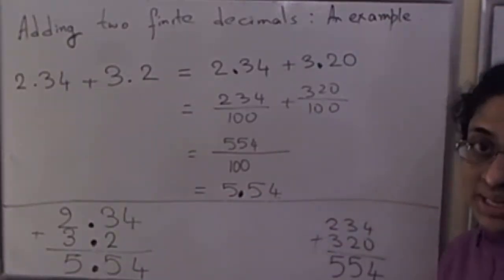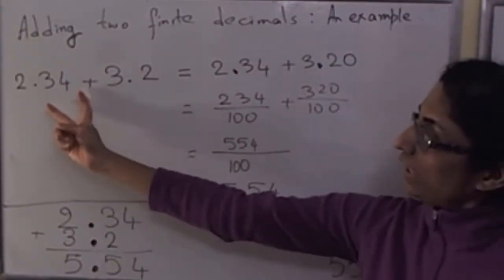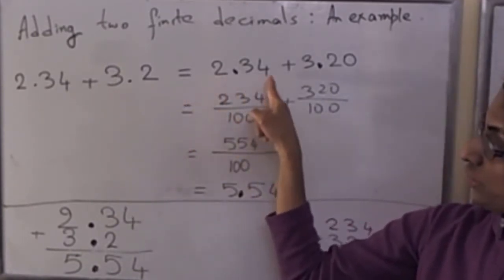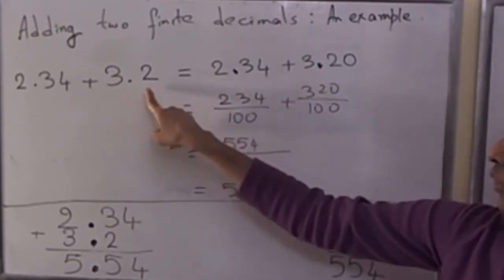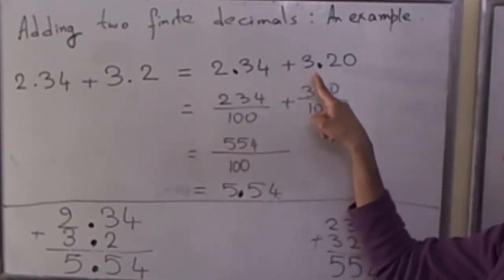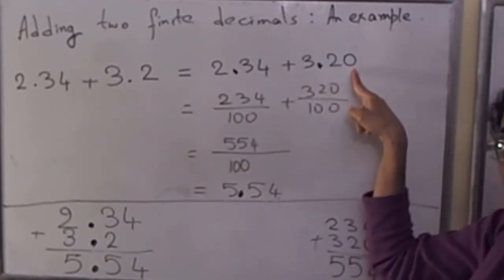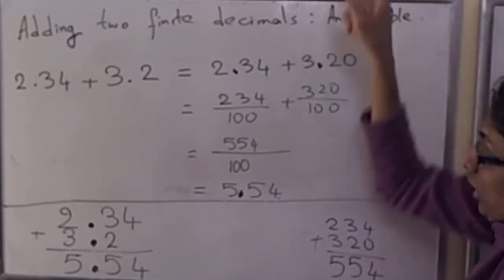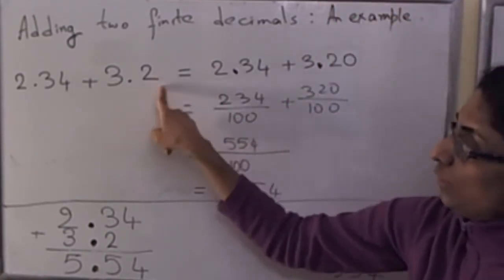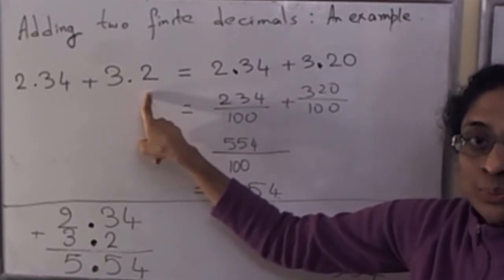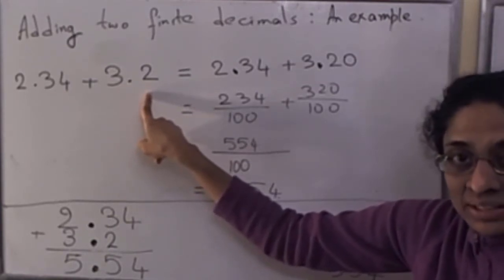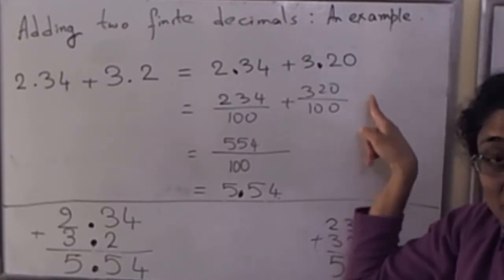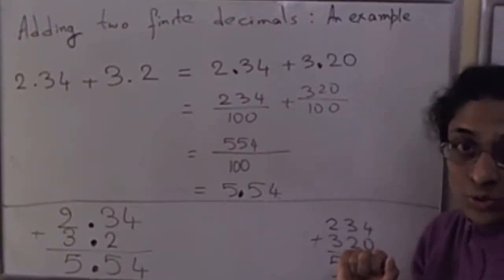So let's look at what I have here for you. I have 2.34 plus 3.2 equals, and I keep the 2.34, and instead of 3.2 I do a little adjusting and I write 3.20. In other words, I've attached an extra zero to the very right end of this finite decimal. So why did I do that? Let me discuss the next step, and then I'll come back and explain what I was thinking ahead of time.